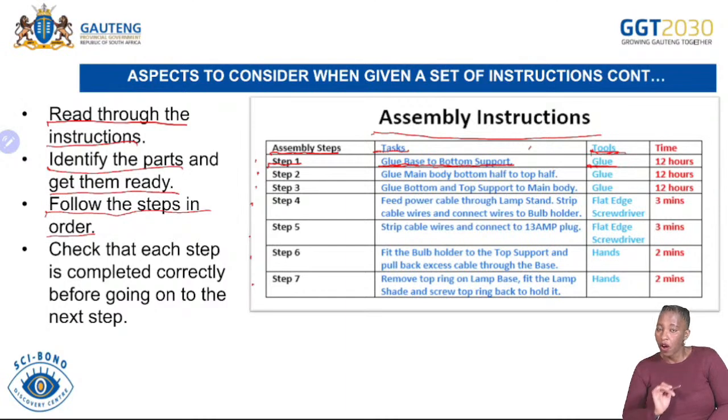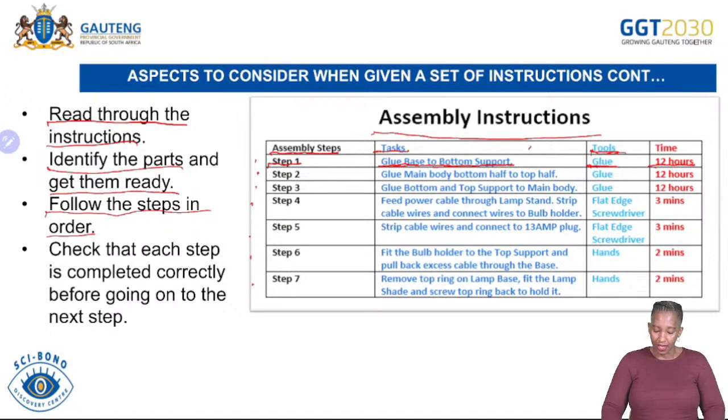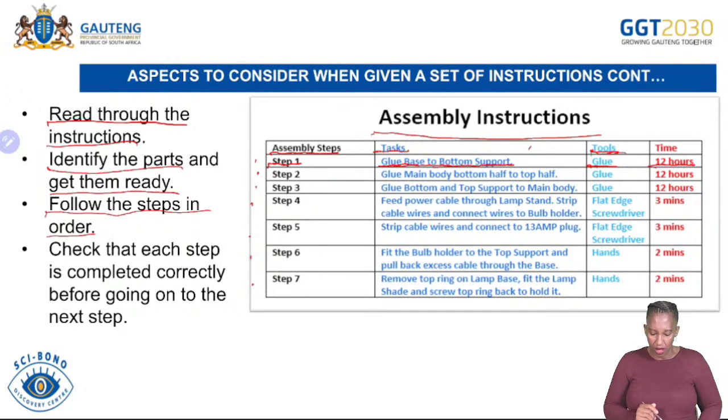And then you leave it for how many hours? Remember, your instruction has 12 hours. That means when you put this together, I think it's a table, it can be whatever. If it has a time, it means we have to follow the time, because if we don't follow the time given, then you won't get the results you desired. So it says you must put it and leave it for 12 hours. And then you go to the next step now.